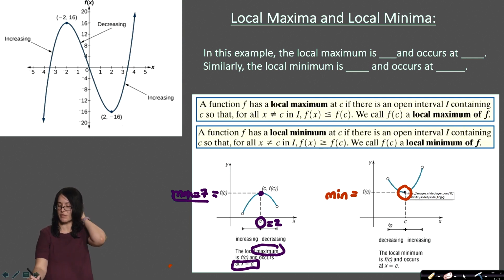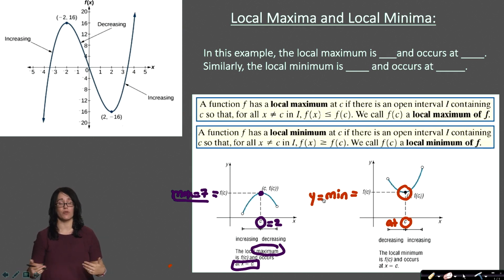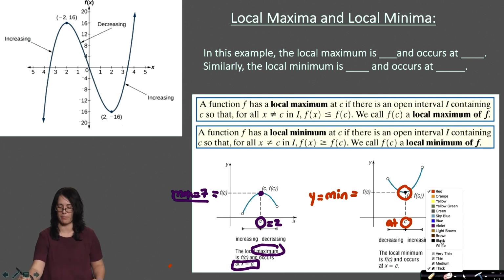So here again, we would say that the local minimum is the y value. Where does it occur? It occurs at the x value. It always is your y value, but it occurs at an x value. So with that in mind, can you look at the graph above me and tell me where the local maxes and local mins are? Local maxima, local minima. Do we have any? Feel free to pause the video and complete the blanks there.